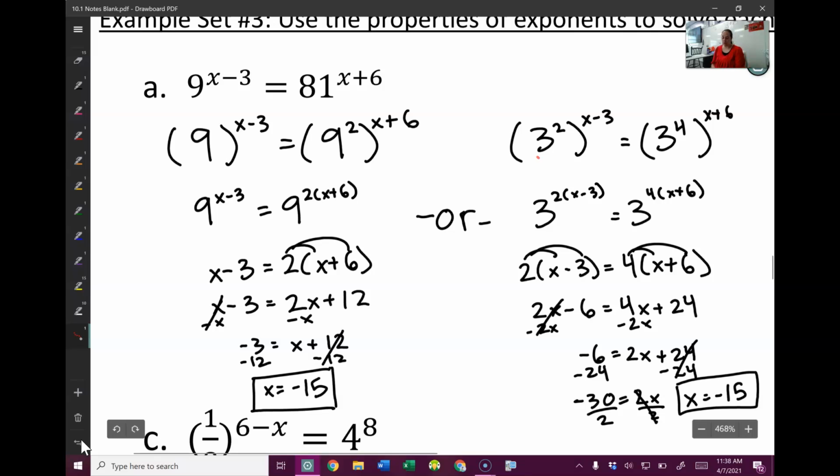Or you could also change this one to base 3s. Change 9 to 3 squared and 81 to 3 to the 4th. And then, once again, they have the same bases, and you can solve from there. Still get x equals negative 15. So that's the answer, but those are both different ways that you could solve this problem.